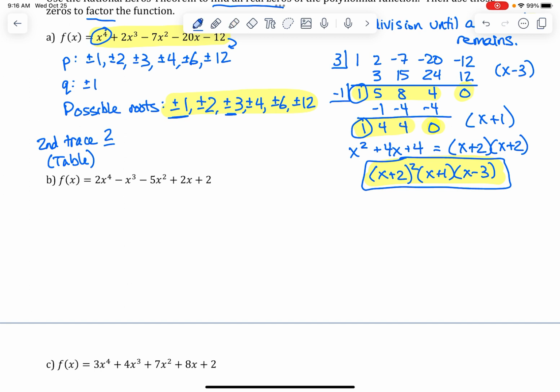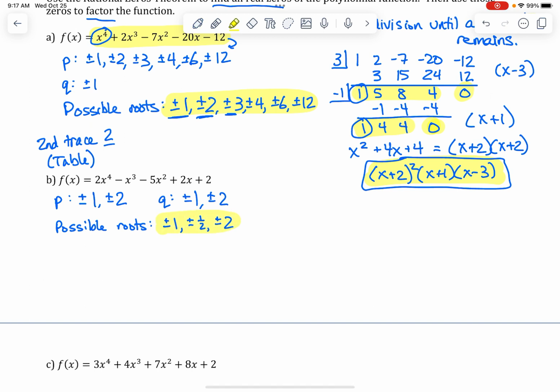So we want you to go through the process of finding the P's and the Q's just so we know that all of these are possible options, right? All of the factors in the last example were in our list, right? These were part of the options that we had. So if we take our factors of P, plus or minus 1, plus or minus 2. Factors of Q, also, plus or minus 1, plus or minus 2. So your possible roots, take the P divided by Q: 1 over 1, 1 over 2, 2 over 1, and 2 over 2. Okay, so these are our possible roots, and notice we could have a fraction.